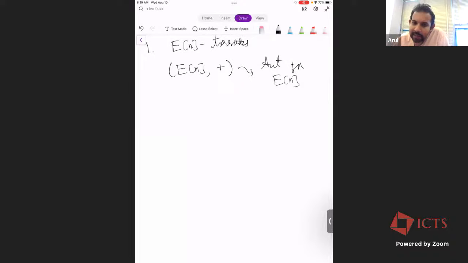Oh, but twists of (E[N], +), they're not easy to work with. They're not easy to construct. They're not as explicit as we want. So I'll take some other examples. The most classical example is N-coverings of elliptic curves, but I'm not going to actually talk about those. I'll use ones that are slightly more convenient for us.